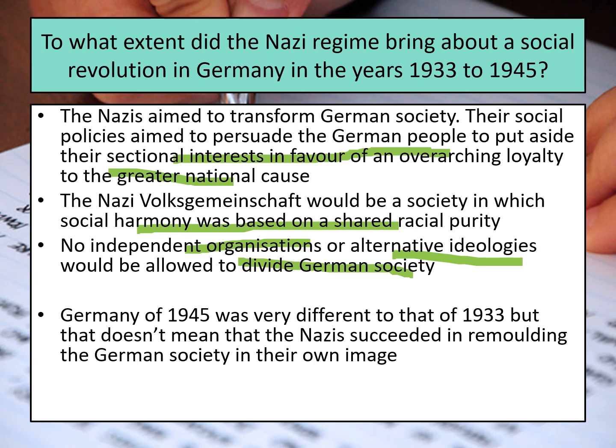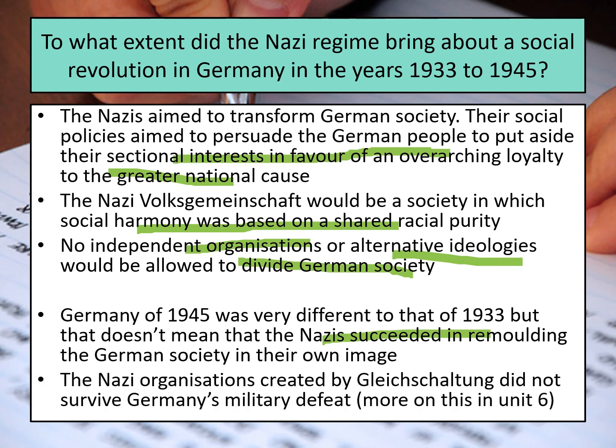So in some ways, we could say that Germany in 1945 was very different to that of 1933, but that doesn't necessarily mean that the Nazis achieved everything they wanted to with this Volksgemeinschaft. They didn't necessarily succeed in coordinating all organisations. We could think about the fact that they failed with elements like the Catholic Church, and actually their policies did not necessarily last long term.